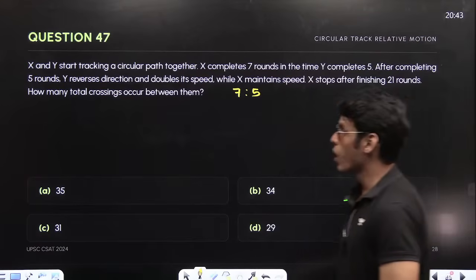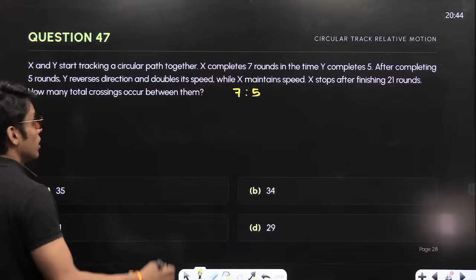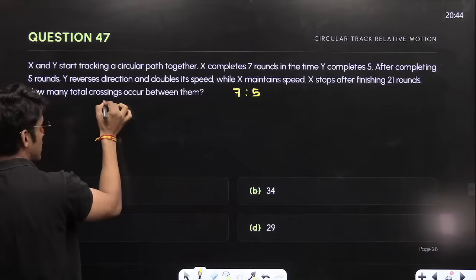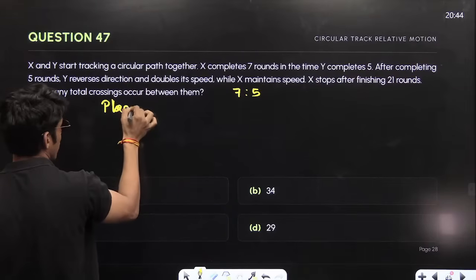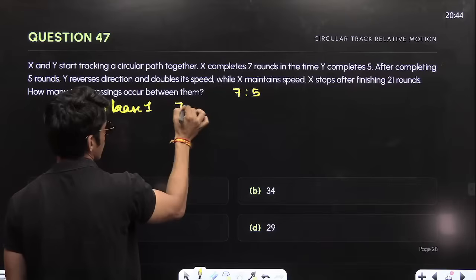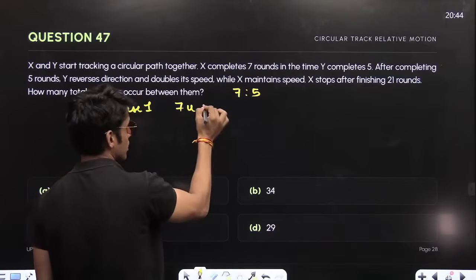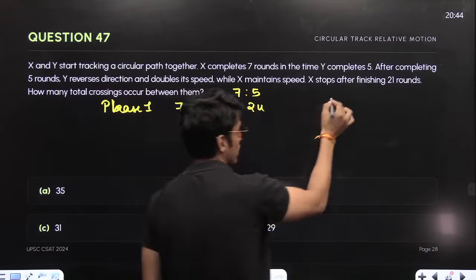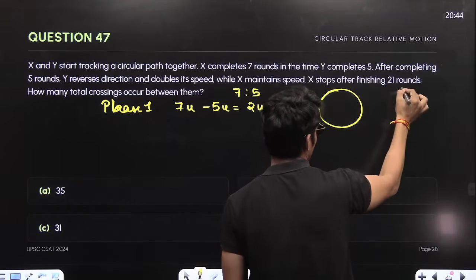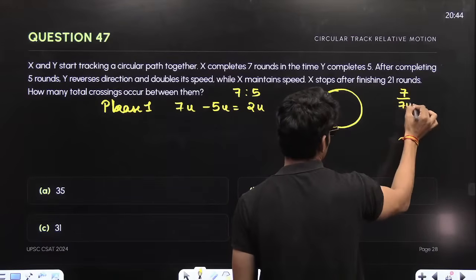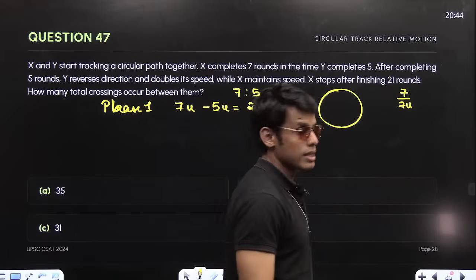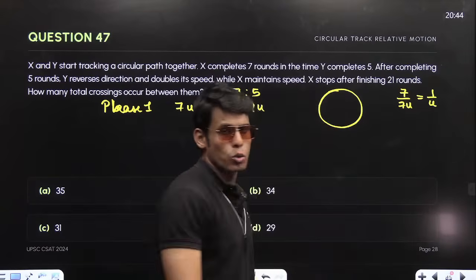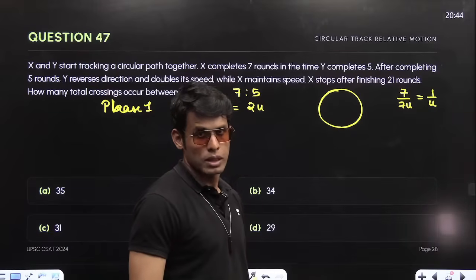So now let's solve this. 7:5 is written in the initial phase. So let's do phase 1, when both of them are in the same direction. Let's assume this is the speed of X, this is the speed of Y. So the relative speed is U. X is completing 7 rounds with 7U speed, so this is the total time taken by them.